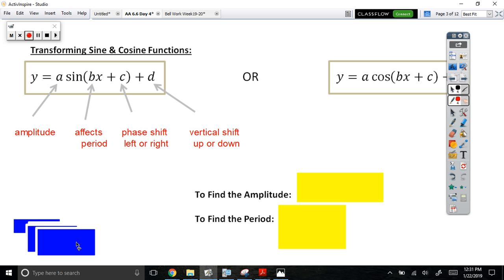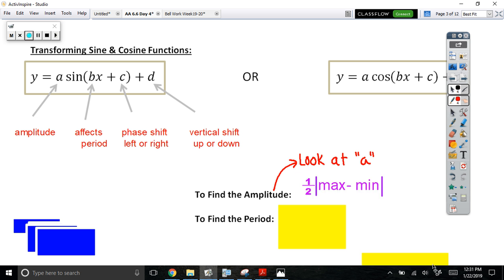All right, now it tells you to find the amplitude. Usually you're just going to look at the A value. If I give you the equation, the amplitude is whatever is A. However, there's also a formula to calculate the amplitude, and this is only needed if you don't have the equation and they give you the graph. That is 1/2 times the absolute value of the max value minus the min value.